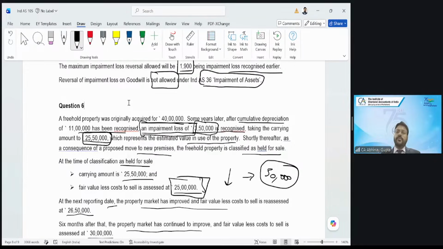If it is going up, we will see whether we still have the room to record it or we have exhausted our original impairment loss. If we have exhausted, no more reversals can be recognized, right? So it will go in vain.